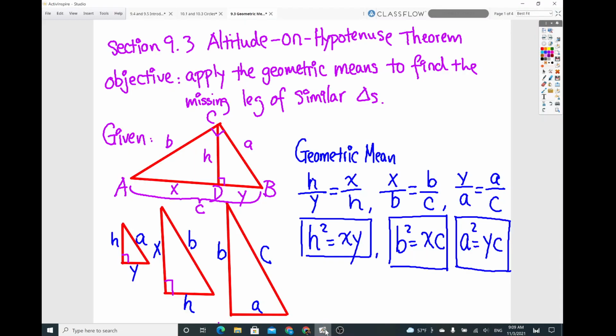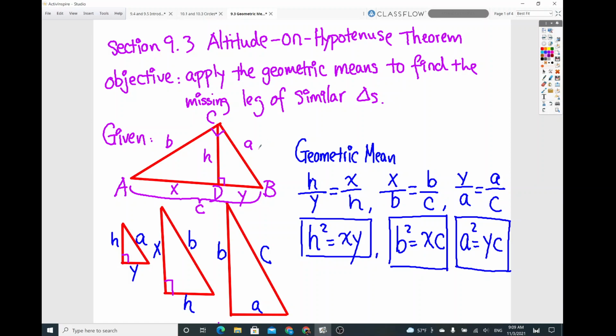So, Mr. Chen again. Today I would like to talk about section 9.3, the Altitude on Hypotenuse Theorem. The objective for the lesson today: apply the geometric means to find the missing leg of similar triangles. We talked about the geometric mean before.